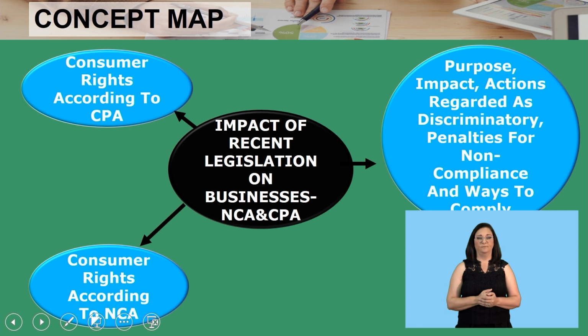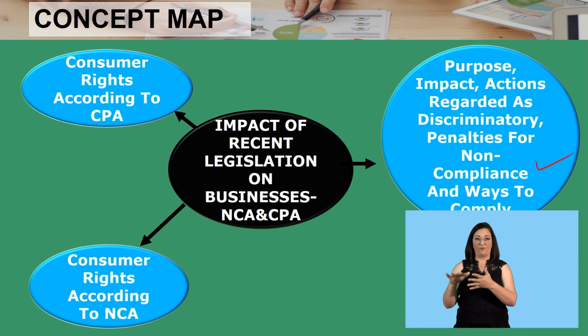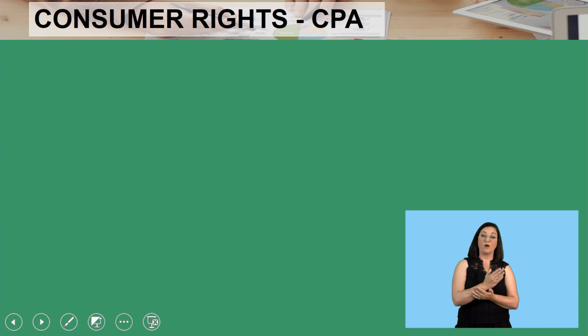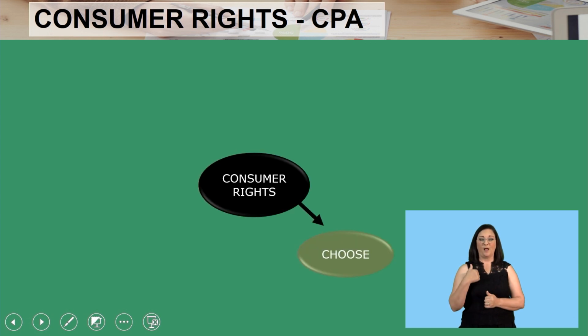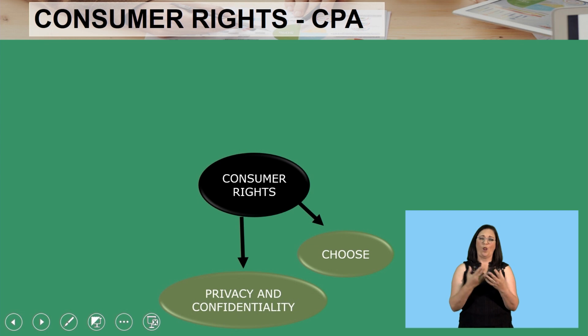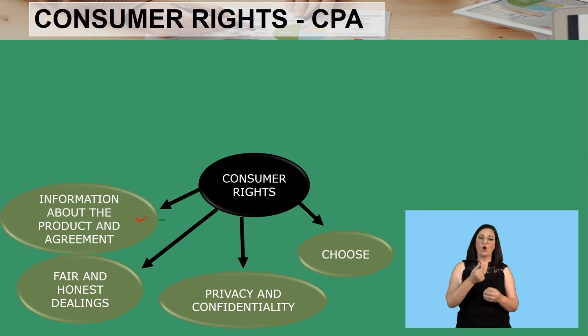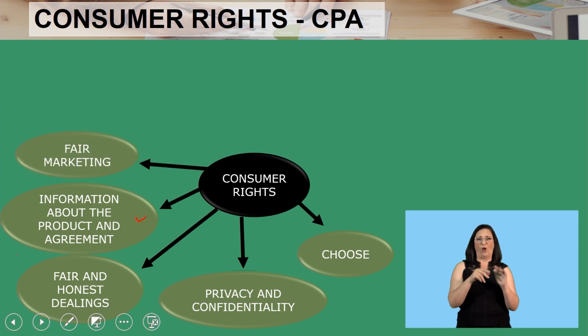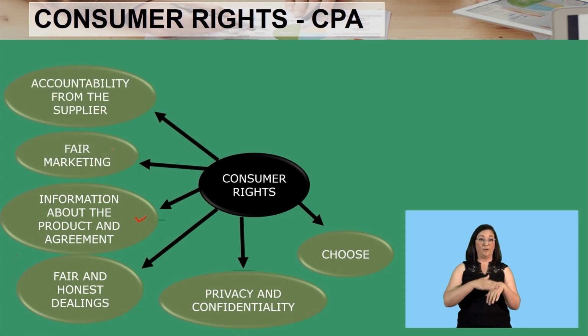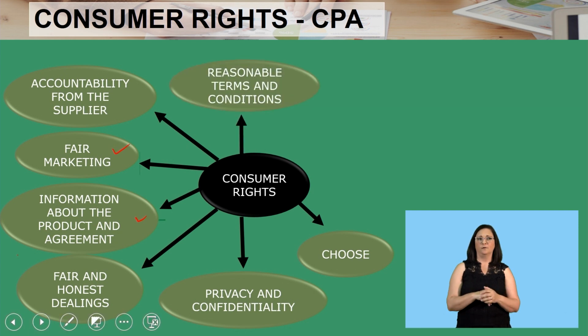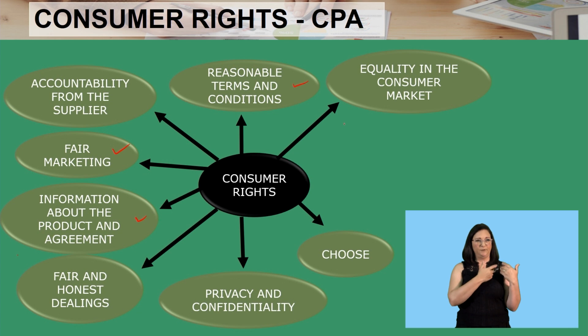Right, so like I said, these are the 5 focus areas. We've covered them. We now need to move on to the last part, which is the rights according to the CPA. I will touch briefly on them because you do them a lot in classes. So consumer rights: we've got the right to choose, privacy and confidentiality, fair and honest dealings, information about the product and agreement. Here we are just listing them, but we're going to explain them just now. Fair marketing, accountability from the supplier, reasonable terms and conditions, equality in the consumer market. Right, so now let's move on.